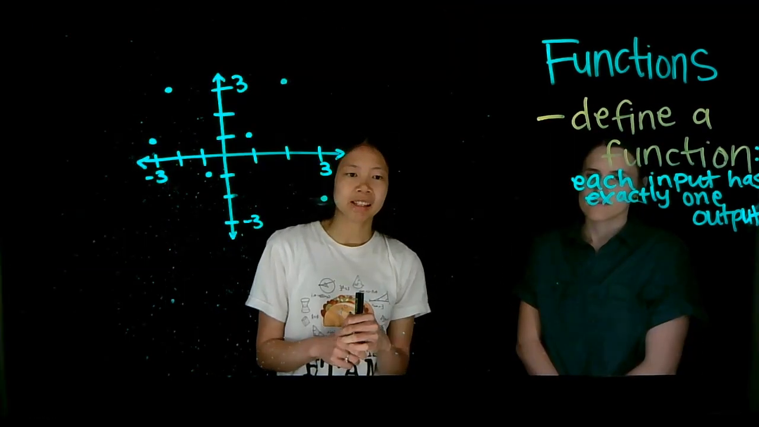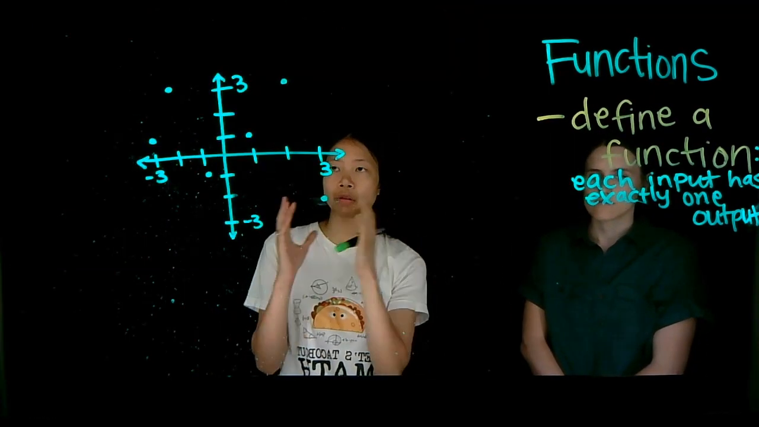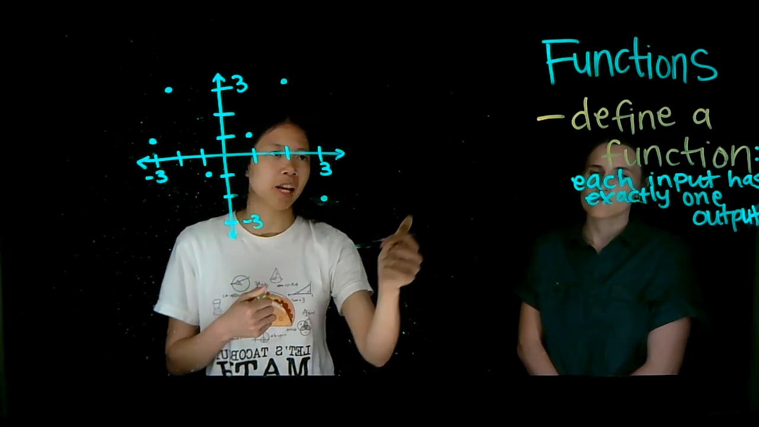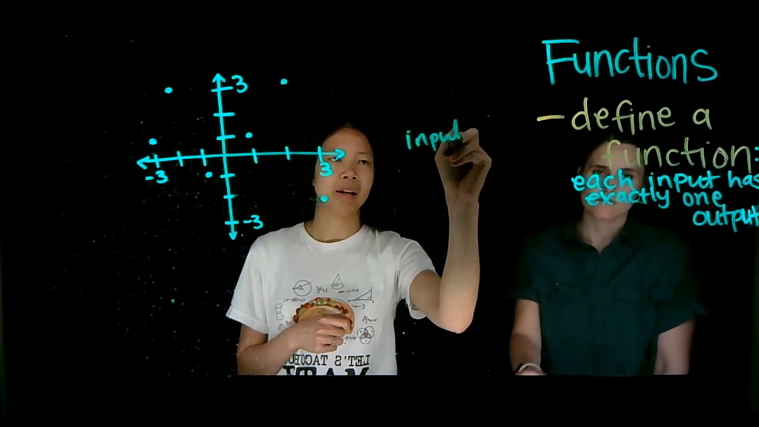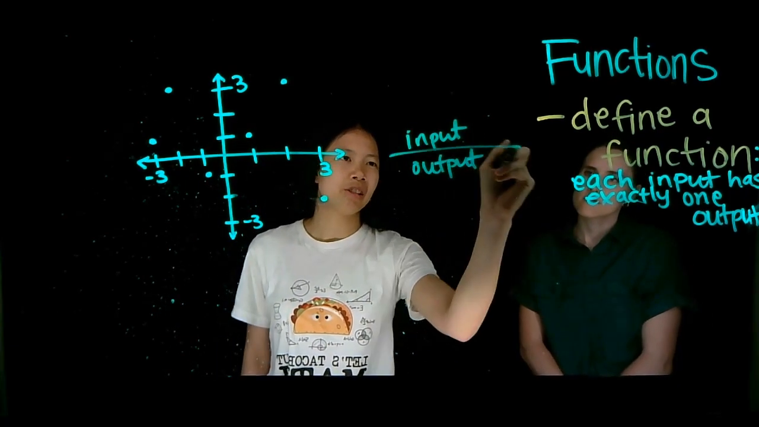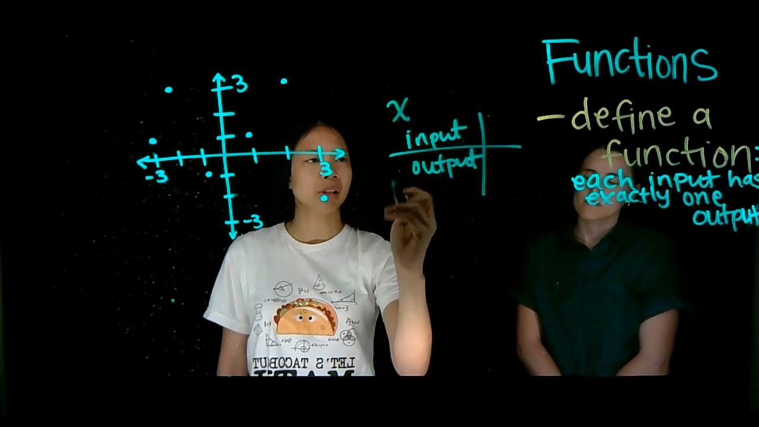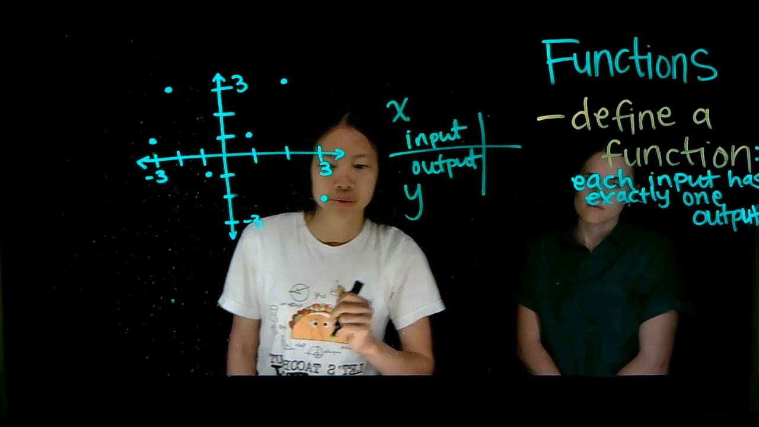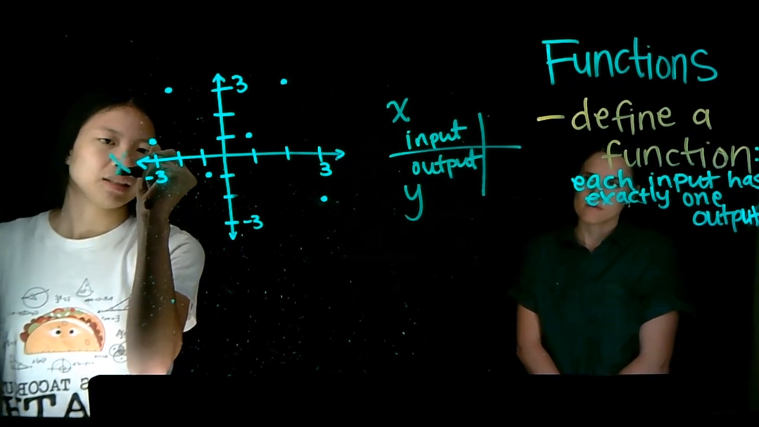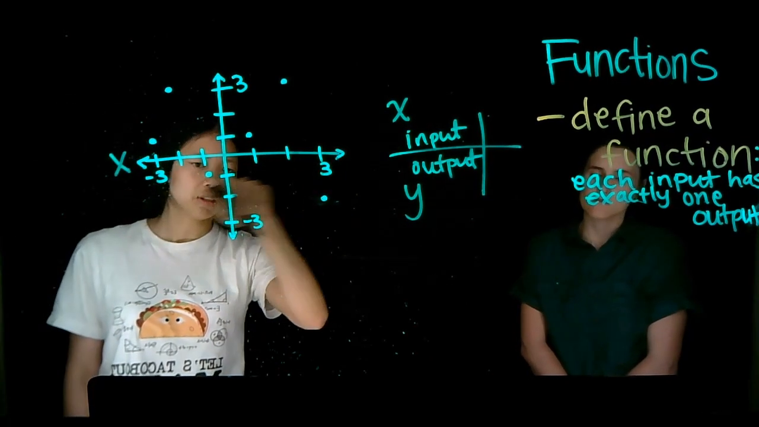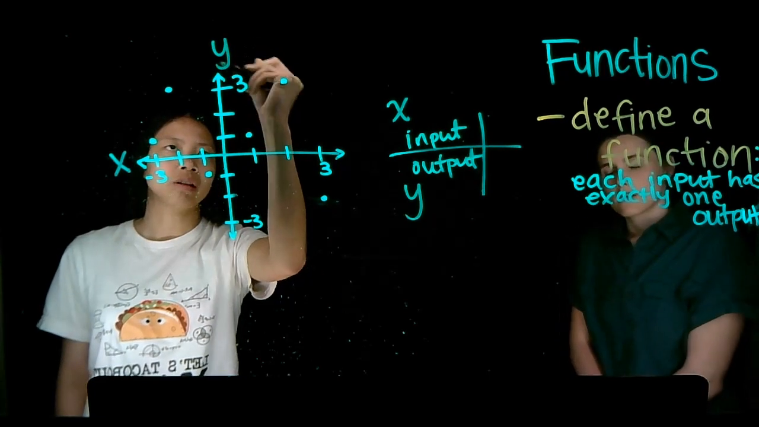All right, we're going to translate the idea of functions to now graphing form. So remember with our table, we had our input and we had our output. When this turns into a graphing situation, our input kind of represents our x values and our output represents our y values. Remember with graphing points, that x is our horizontal axis and y is our vertical axis.